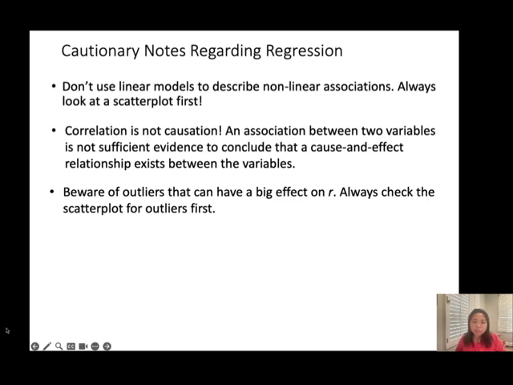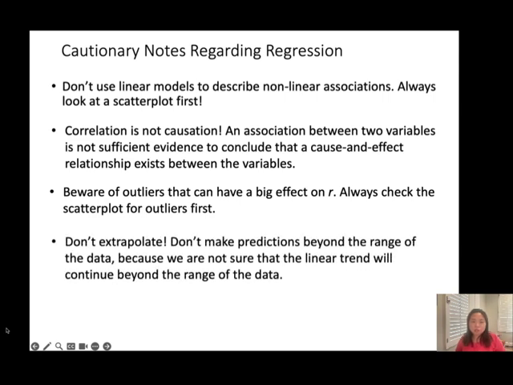Beware of outliers that can have a big effect on R. Always check the scatter plot for outliers first. You should always check the scatter plot first before performing a regression analysis. You have to make sure there are no outliers.